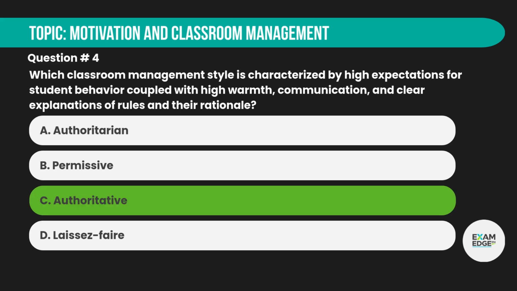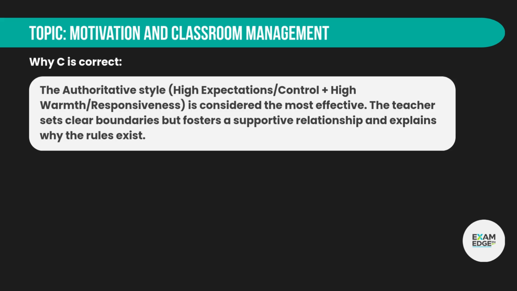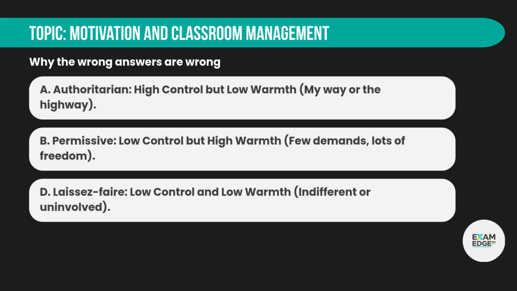Correct answer: C. Authoritative. Why C is correct? The authoritative style, high expectations and control plus high warmth and responsiveness, is considered the most effective. The teacher sets clear boundaries but fosters a supportive relationship and explains why the rules exist. Why the wrong answers are wrong? A. Authoritarian: high control but low warmth, my way or the highway.